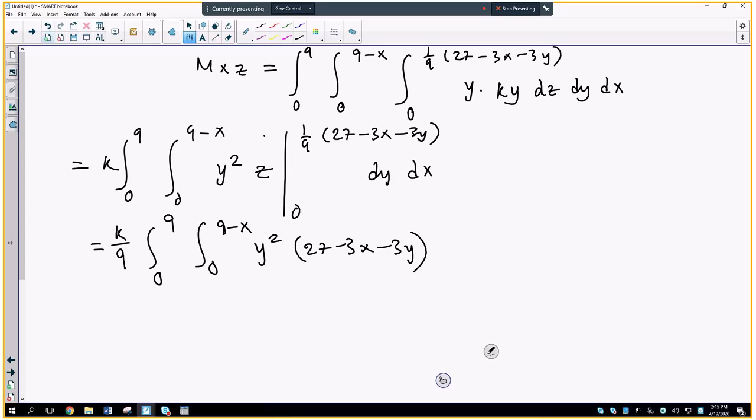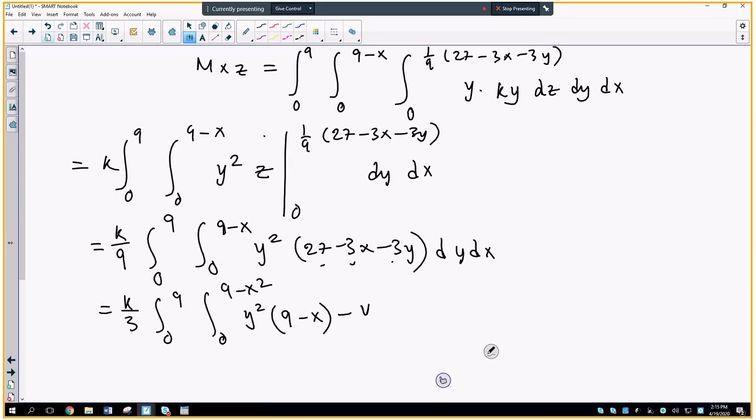What I do now, when I look at these terms, I factor out 3 from these terms and see what I get. So I will get that 3 outside, and that will be k over 3, integration 0 to 9, integration 0 to 9 minus x, and I will get y squared times 9 minus x. Remember, I have taken out 3, and I will get minus y cubed because the 3 is already out. dy dx, and then we start the antiderivative with respect to y.